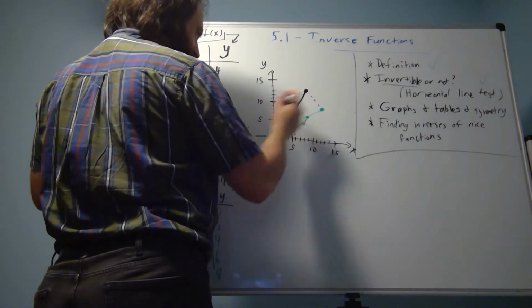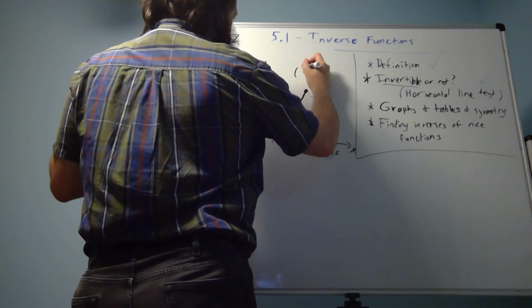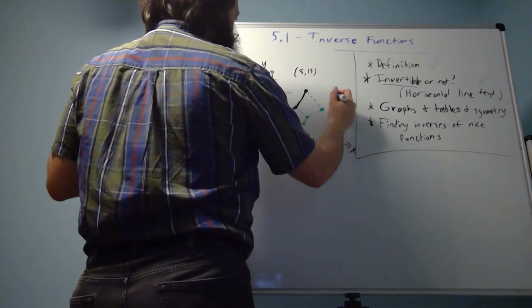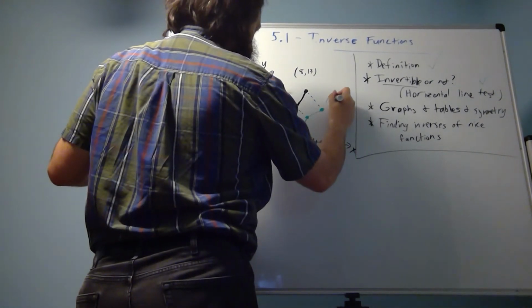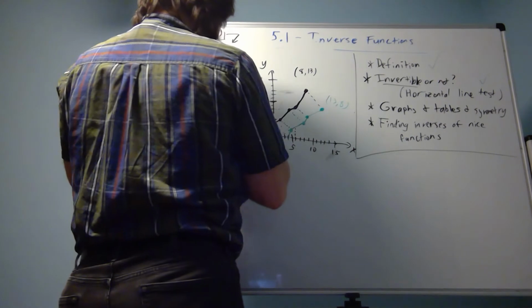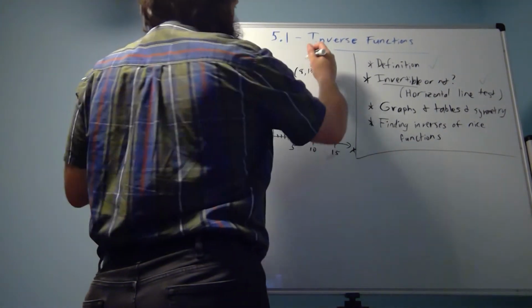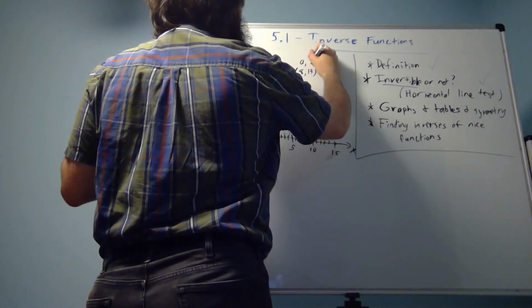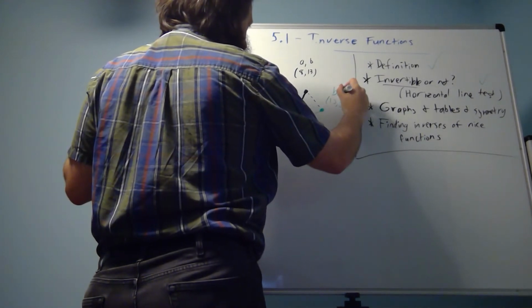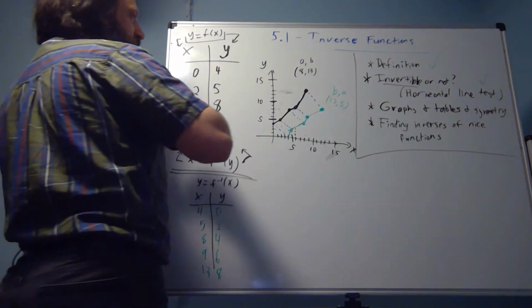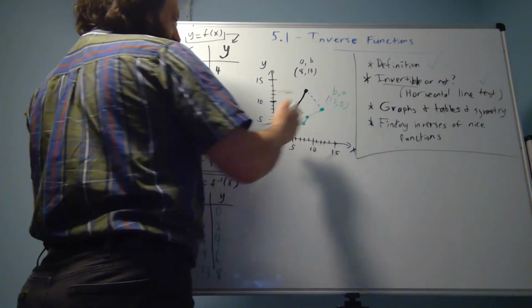And in general, you have a point a, b. The inverse function has the point b, a. Like if 2 squared is 4, then the square root of 4 is 2.